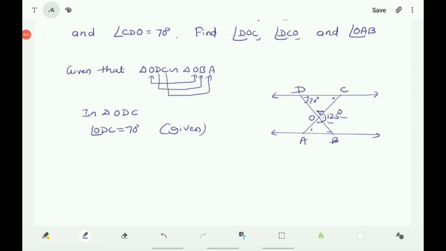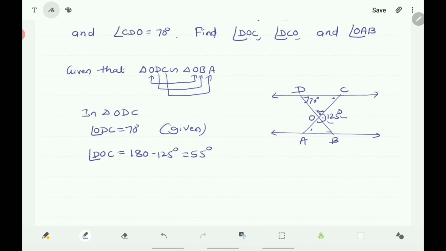Next, angle DOC is equals to 180 minus 125 degree. Why? Here angle DOC and angle BOC are the adjacent angles, and that is a linear pair. Their sum is 180 degree because DOB is a straight line. Therefore, to get angle DOC, you subtract 125 from 180 degree. Therefore, angle DOC is equals to 180 minus 125 degree, that is 55 degree.